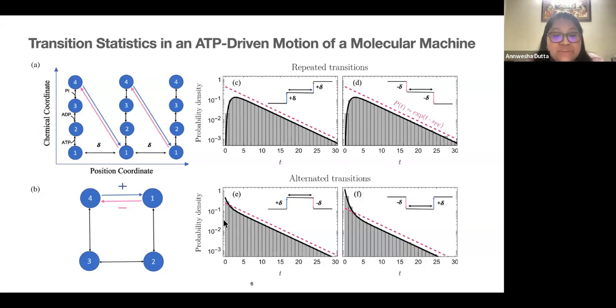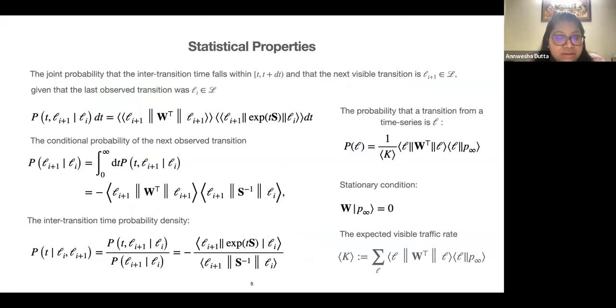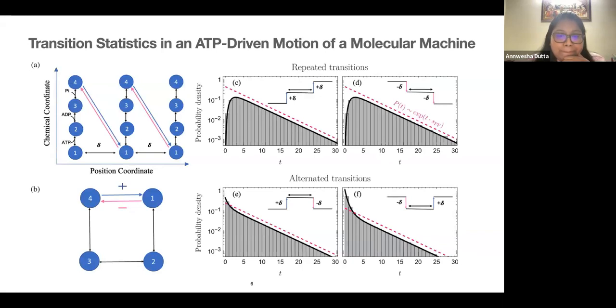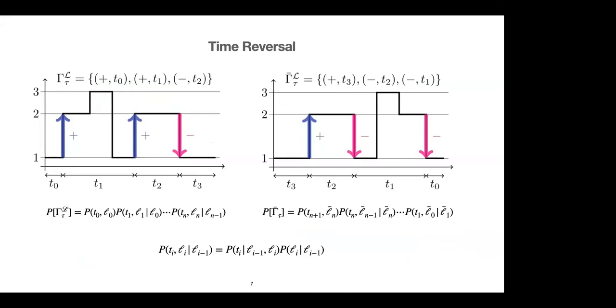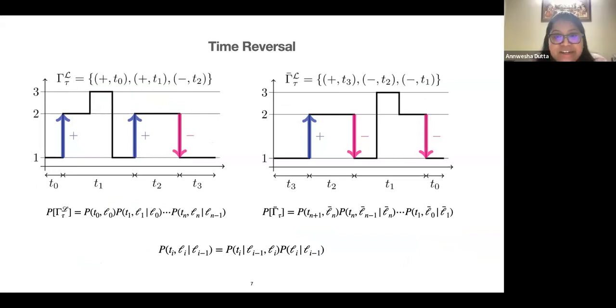These quantities can also be predicted from the quantities that we have computed, and they match very well. Now after going into the transition statistics, the statistical properties of the system, we move on to the thermodynamic properties of such a system. How can we infer the thermodynamic properties of a system from a visible net transition trajectory?